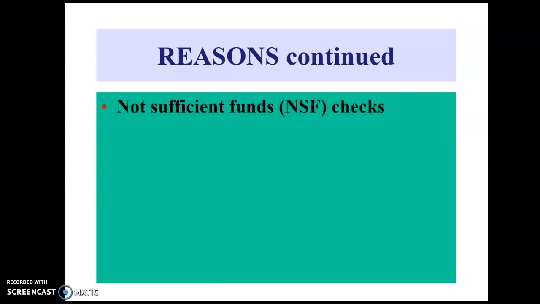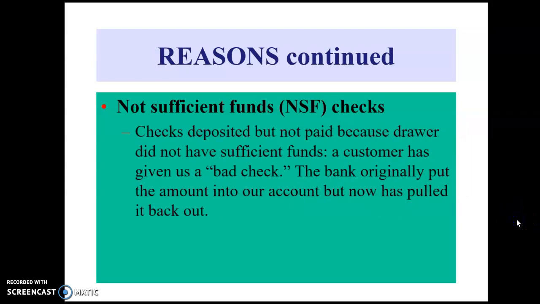There can be non-sufficient fund checks. This is where a customer gave us a bad check. The customer gave us a check, and we originally recorded it into our books. We deposited cash. We thought it was good. We crossed out that accounts receivable because we said, oh, they don't owe us anymore. They paid us a check. Well, then it comes out when it hits their bank that they didn't have enough funds in their bank to cover this check.